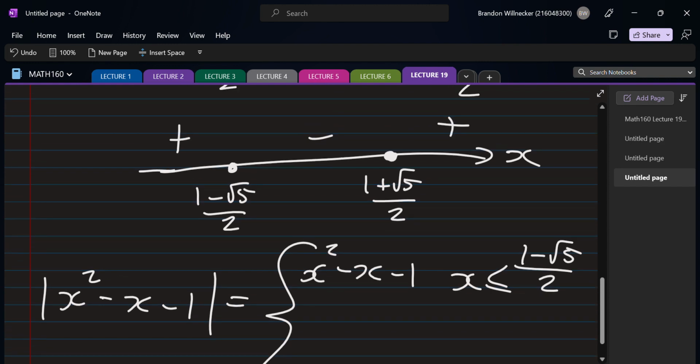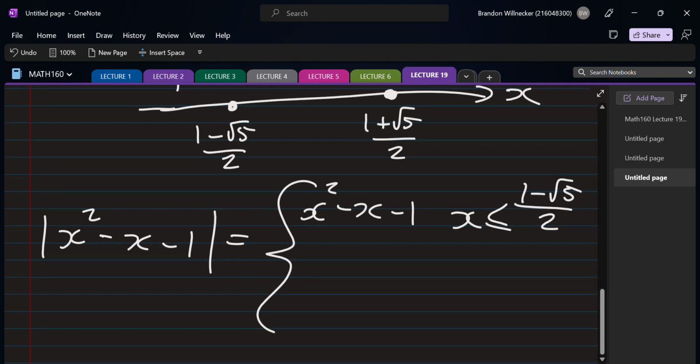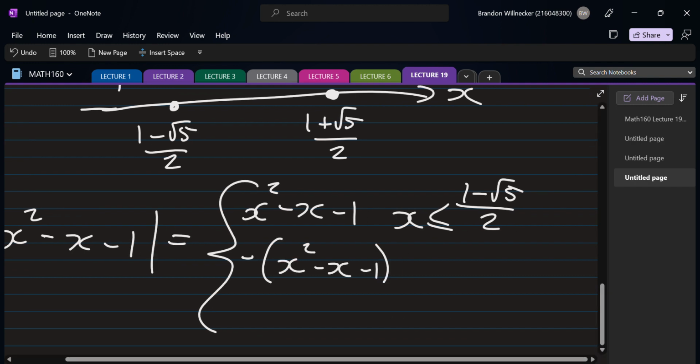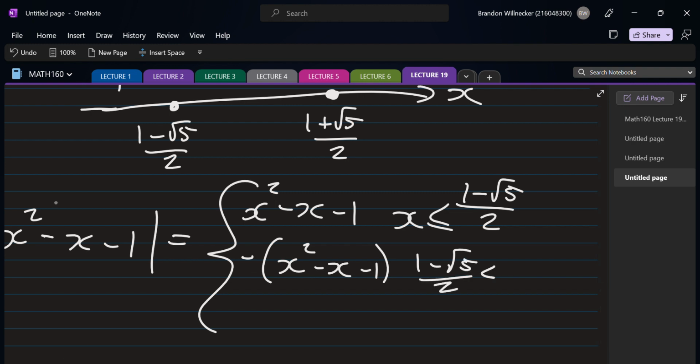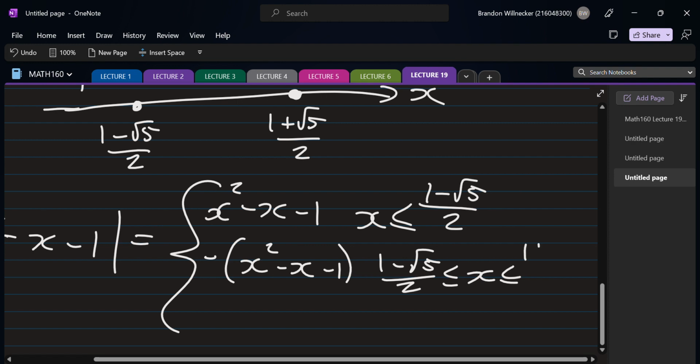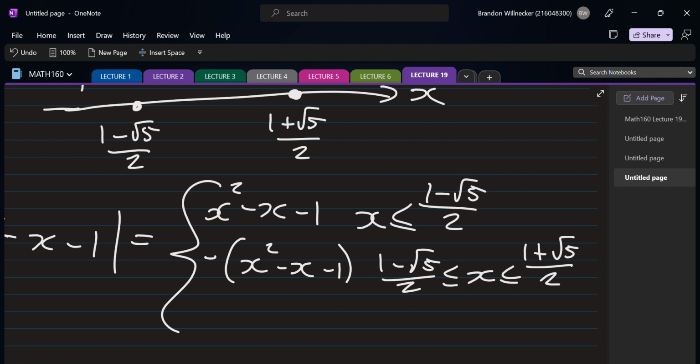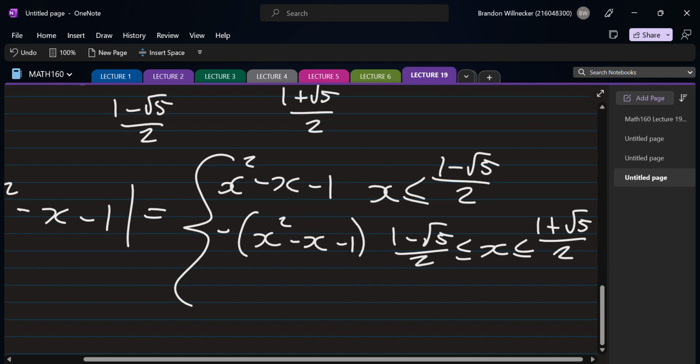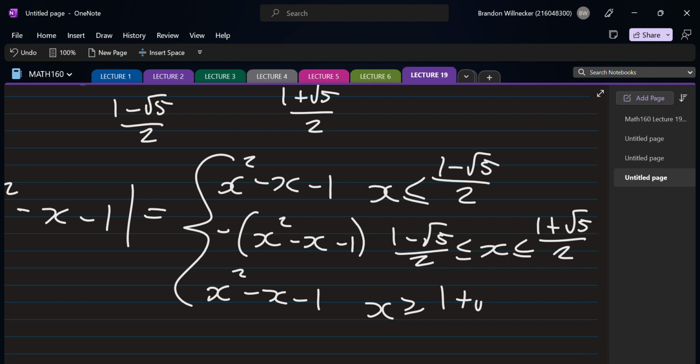Okay, then between the two roots, the function is negative. So it's going to be minus whatever's inside the absolute value. So it will be minus x squared minus x minus 1. And that is if x lies between the two roots. So it will be 1 minus root 5 over 2, up to 1 plus root 5 over 2. And finally, for that last bit after the second root, the function is positive, so the absolute value doesn't do anything, so we can just rewrite the function. And that is if x is after the other root.